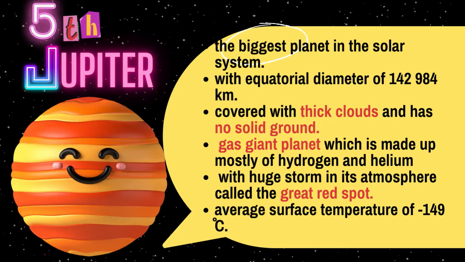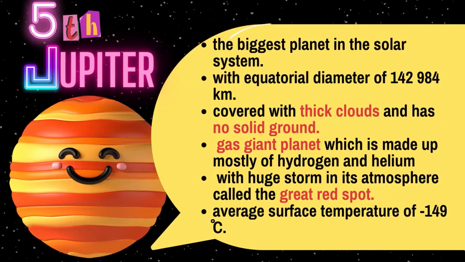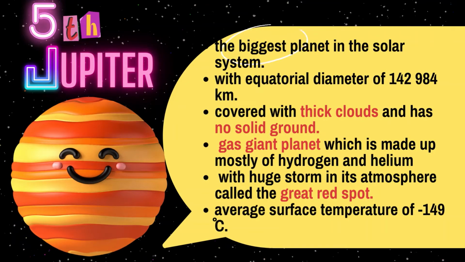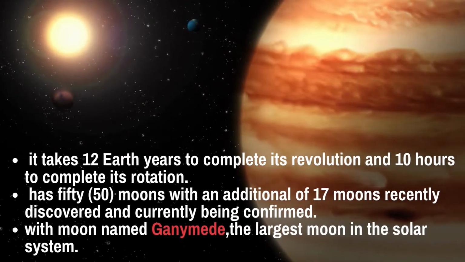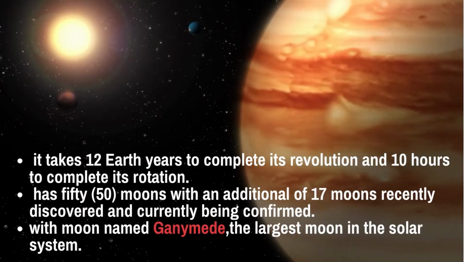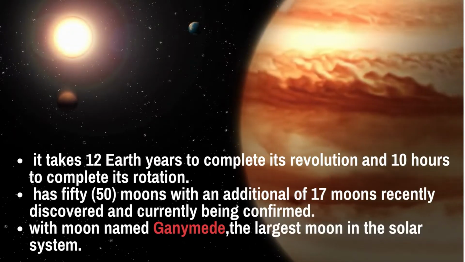It is also called the gas giant planet, which is made up of mostly hydrogen and helium, with a huge storm in its atmosphere called the Great Red Spot. It has an average surface temperature of negative 149 degrees Celsius. So this is the fifth planet called Jupiter, the biggest planet in the solar system. It takes 12 Earth years to complete its revolution and 10 hours to complete its rotation. This planet has 50 moons. Wow! 50 moons, with an additional 17 moons recently discovered and currently being confirmed.